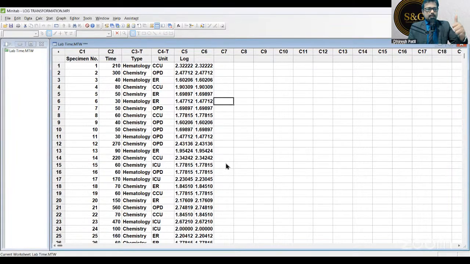Clear hai? Manveer ji, just give me yes. The same data, C6 column mein aa gaya. Just give me a quick yes.